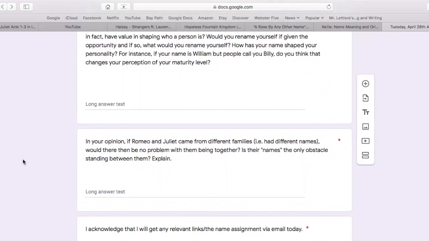Finally, in your opinion, if Romeo and Juliet came from different families, i.e., if they had different names, would there then be no problem with them being together? Are their names the only obstacle standing between them? Explain. This is an opinion question. You can't be wrong. Just kind of curious what you think.